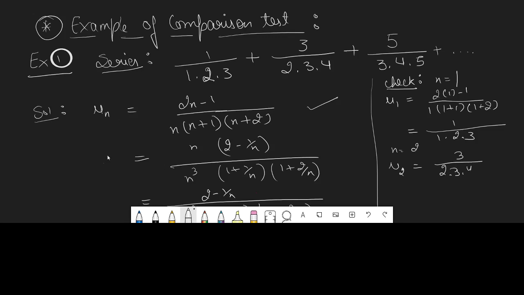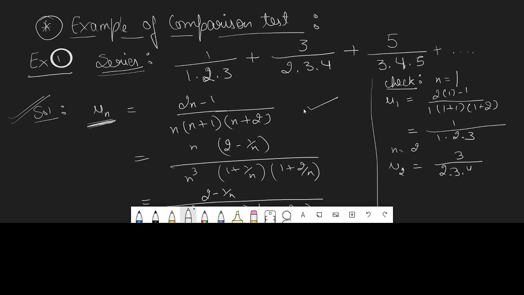Okay, so we'll do two examples for the comparison test. First is a series: 1 divided by 1·2·3, plus 3 divided by 2·3·4, plus 5 divided by 3·4·5. As we know in series, first we need to find the nth term so that we can apply the test according to that nth term.